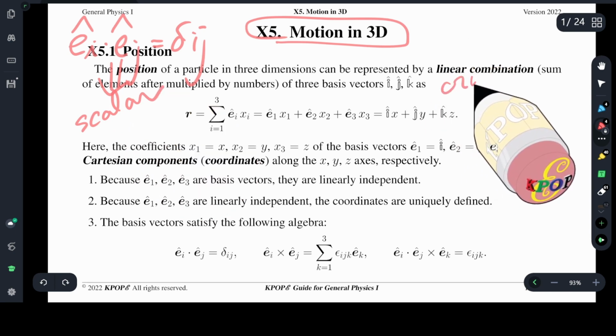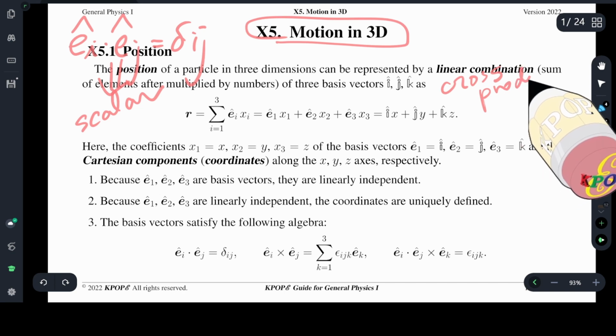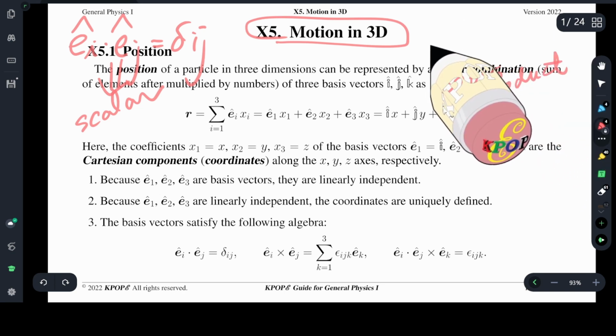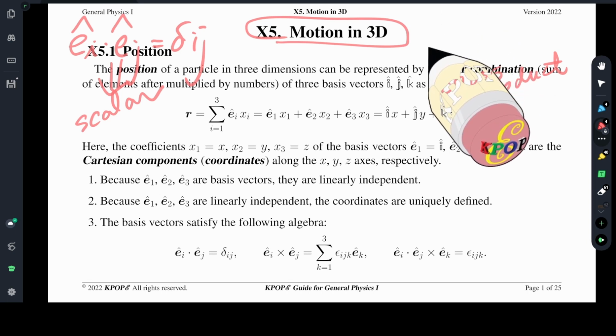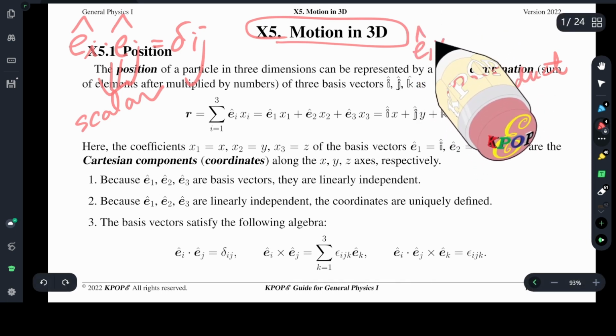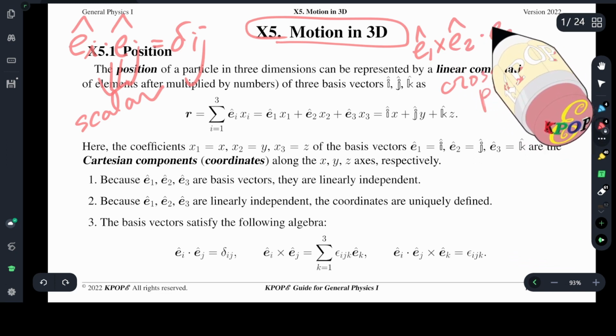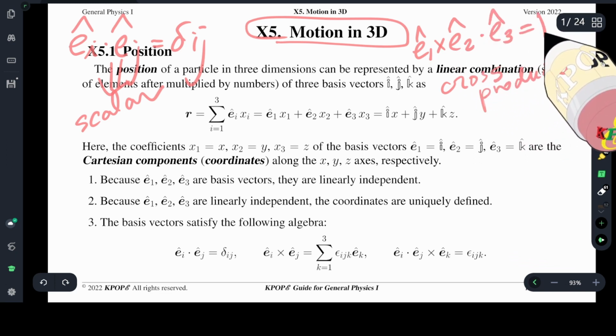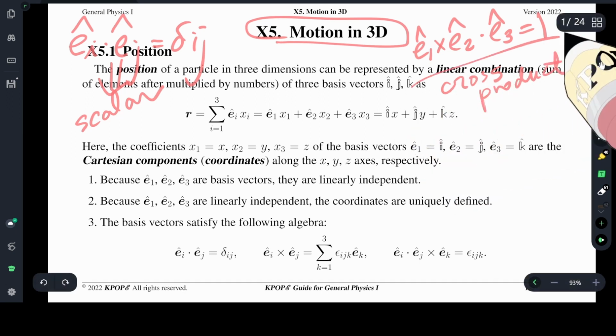And for the cross product, we have studied the triple scalar product as a result: E1 hat cross E2 hat dot E3 hat equals 1. From this relation, we generalize this to evaluate the determinant, and actually the cross product of two vectors was expressed in terms of a determinant.